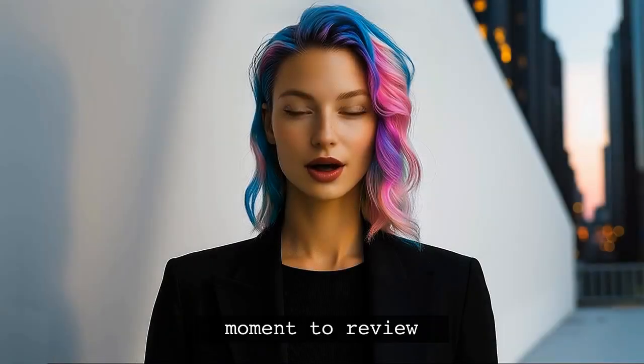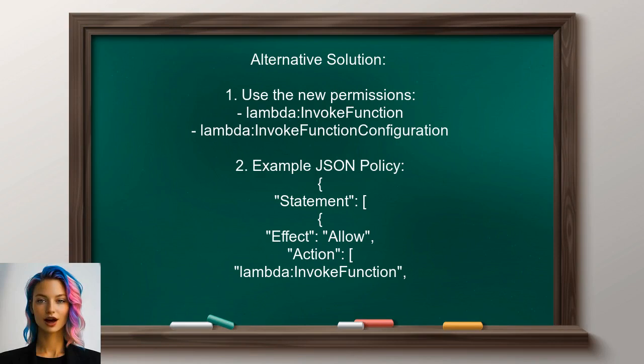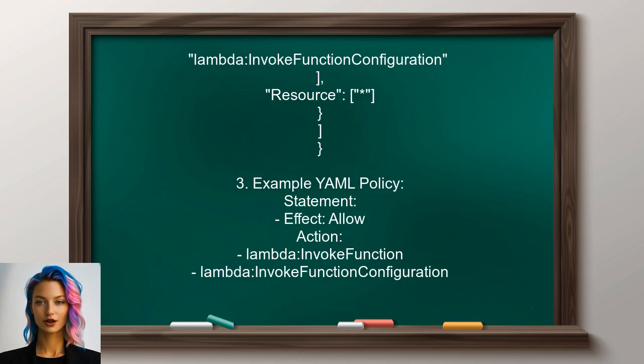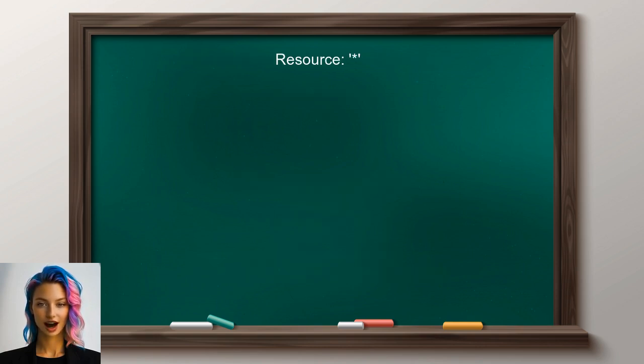Let's take a moment to review another user's answer. An alternative solution provided by a user suggests that the permissions for AWS Lambda have been renamed. Instead of using lambda:GetFunction and lambda:GetFunctionConfiguration, you should now use lambda:InvokeFunction and lambda:InvokeFunctionConfiguration.